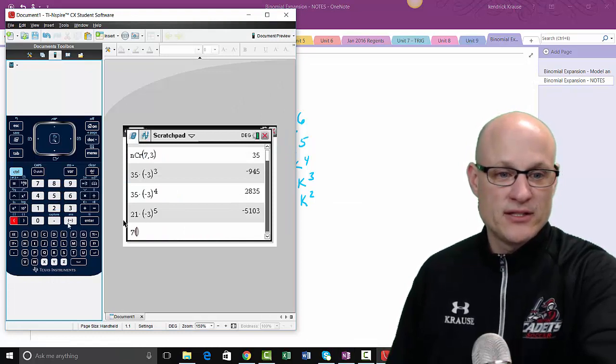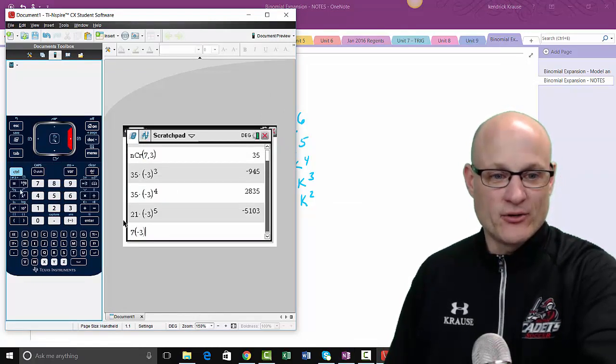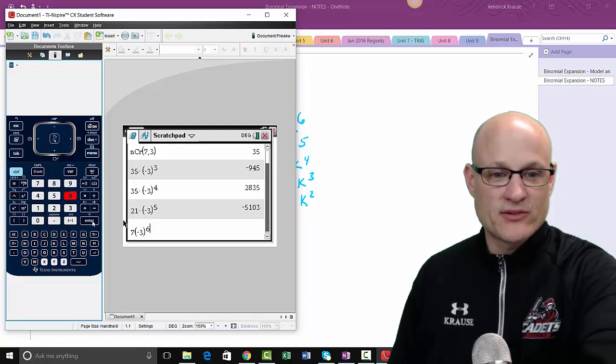So 7, negative 3. So I'm just using my calculator. I don't know all this stuff. Negative 3 to the sixth.